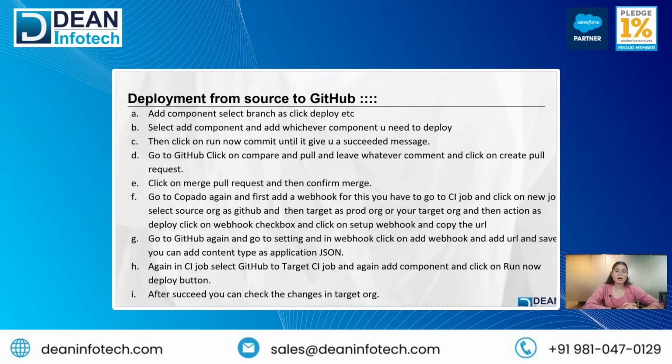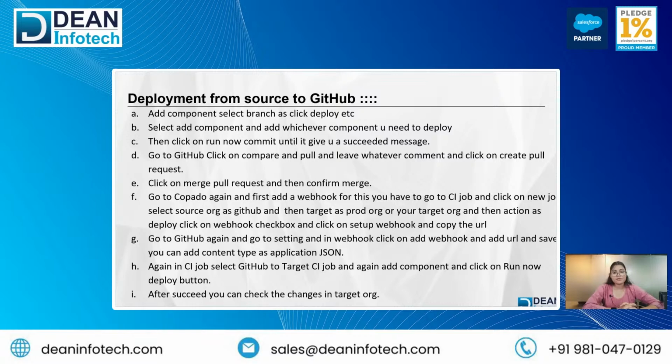Go to Copado again and first add a webhook. For this you have to go to the CI jobs, click on new job, and then select the source org as GitHub and the target org as a production org, and then the action as deploy. Click on the webhook checkbox and click on setup webhook. Then copy that URL, and you need to paste it on GitHub.